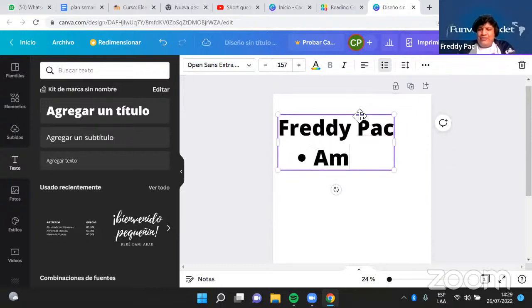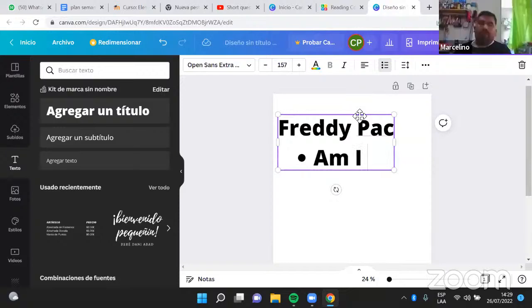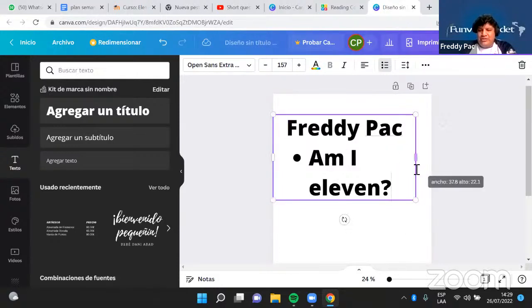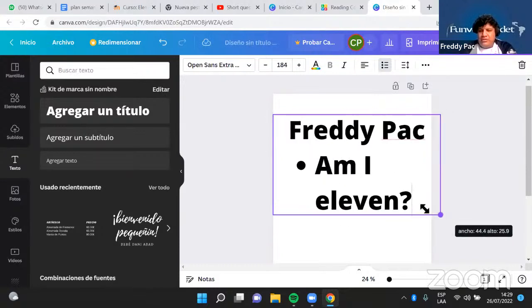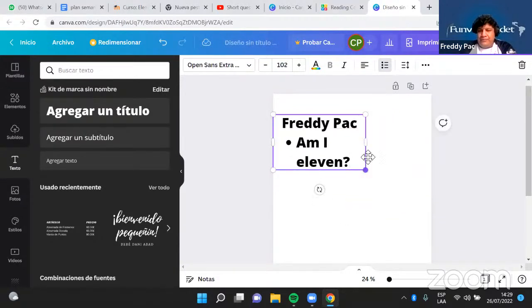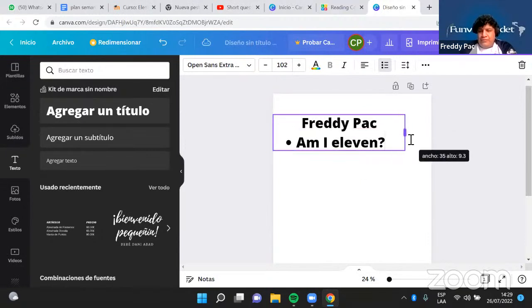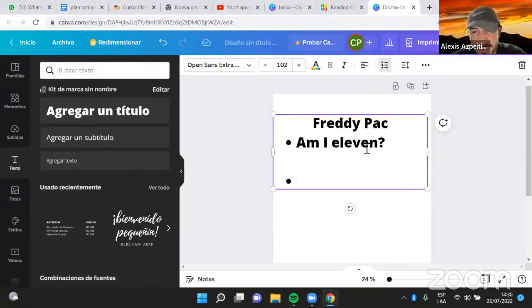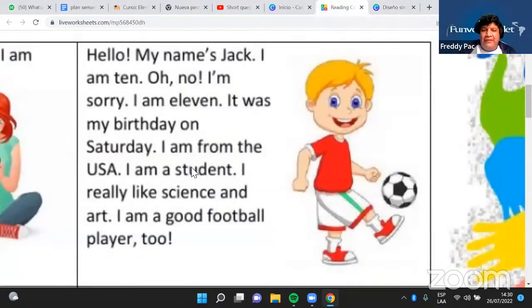So, am I 11? Remember that it is a test, so don't worry if it is she, you, or he. The only thing is that it is a test. That is my first question: am I 11? I am using 11 because that is what it says in the information.